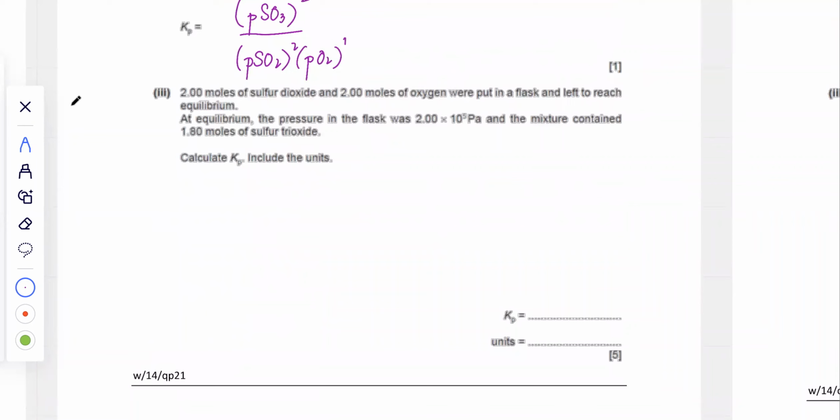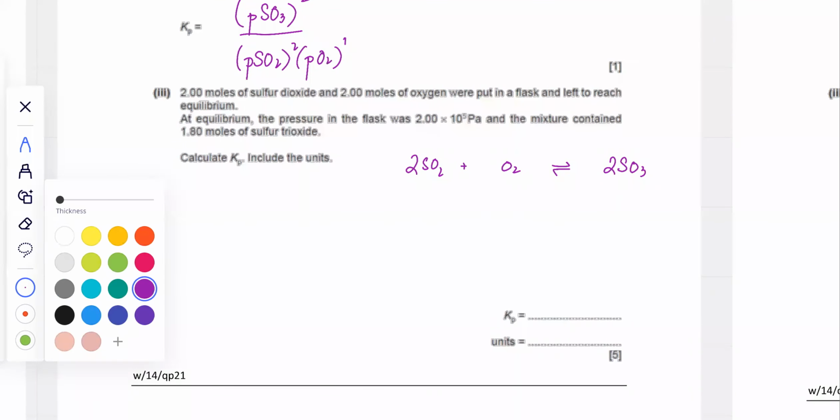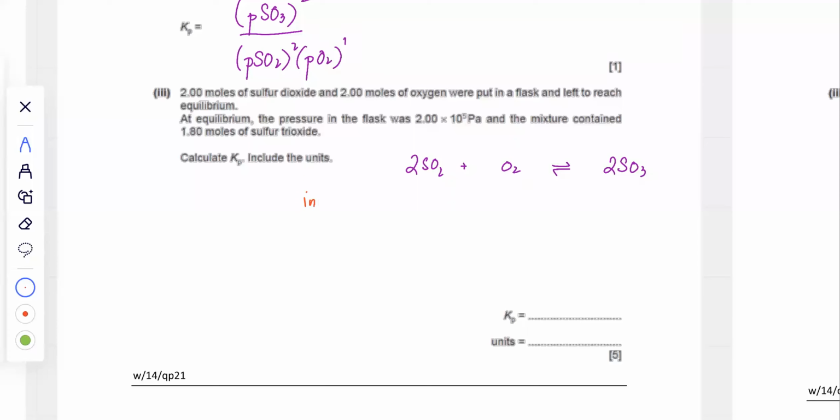So starting with the equation, we obviously have to write the equation again and do the whole initial moles and final moles thing. All questions are kind of identical. What are your initial moles? What did you add initially in the container? It's given over here that he added 2 moles of sulfur dioxide and 2 moles of oxygen.